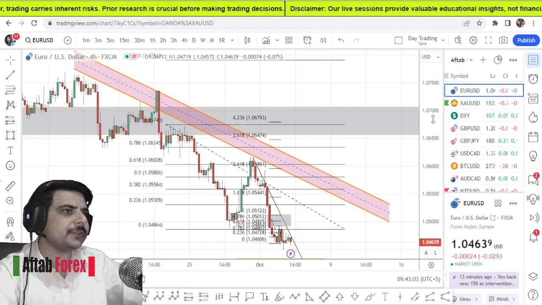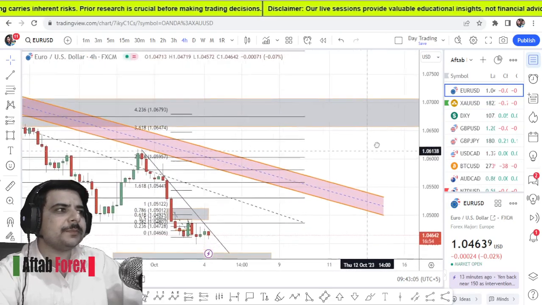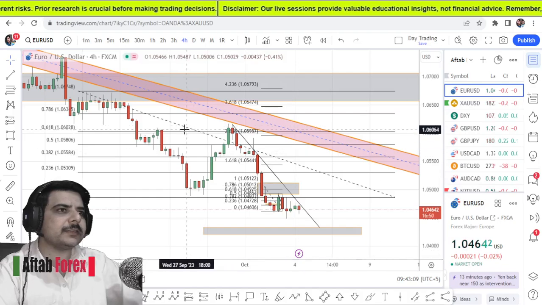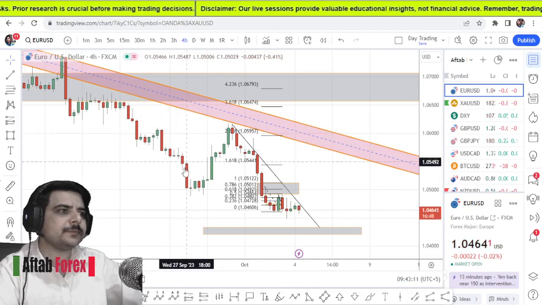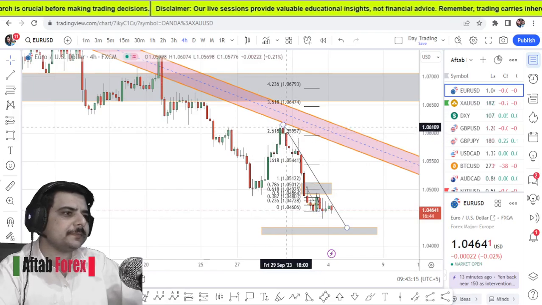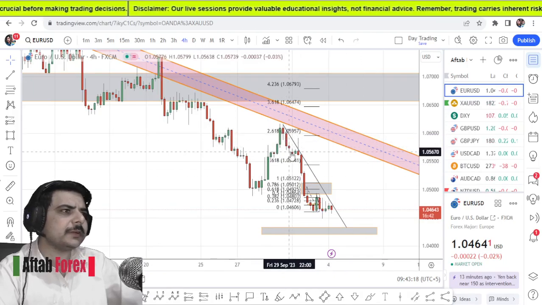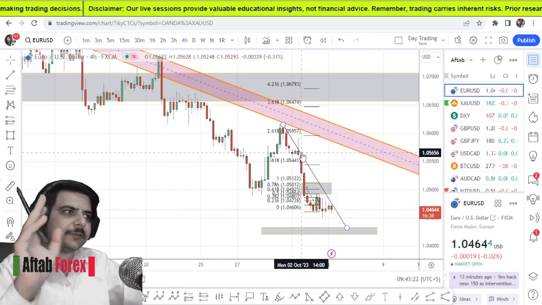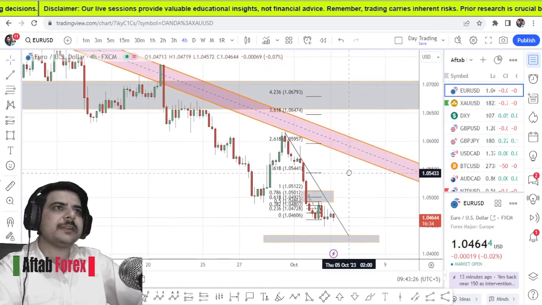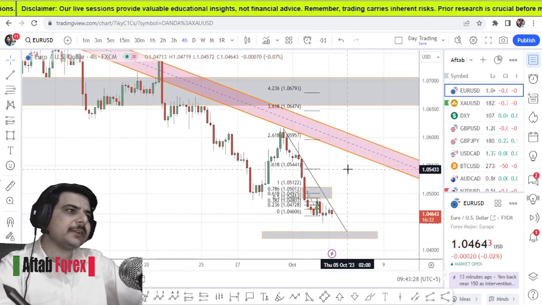So first of all, I'm going to look at the euro dollar. Yesterday, and even before that, since Monday we are holding this sell position, right? This one, not from Monday, from right here we are holding this position very nicely. It is going down, and today I will be finding out where potentially it can go.